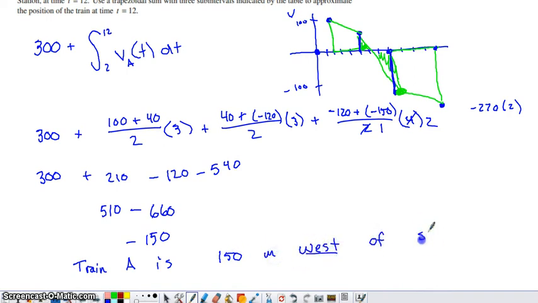of the station. Right? If we're east of the station, we're assuming that that's positive. We were 300 meters east to start with, so that was a positive value. The fact that this is negative just indicates that now we end up west of the station when it's all said and done.